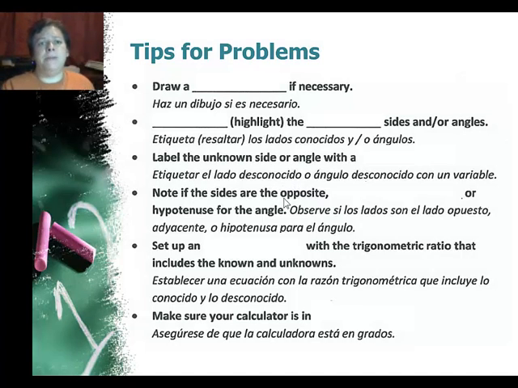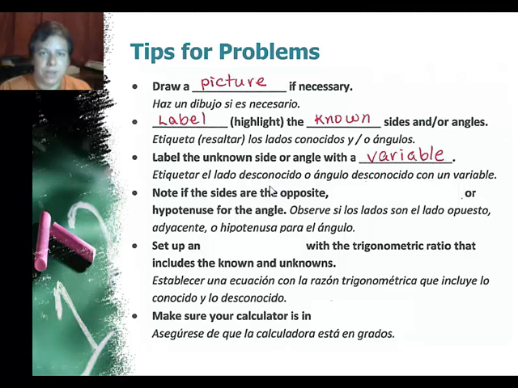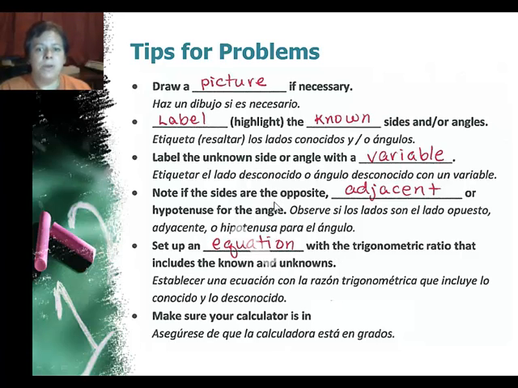So some tips for problems. Again, you're going to use very similar strategies to what we did before. Draw a picture if necessary. It's not unusual to get these without a drawing. And then label the known sides and/or angles. So you may know the sides, you may know the angles, so you might be using inverse trigonometric functions on these problems. Label the unknown side or angle with a variable so we can use it for our equation. Note if sides are the opposite, adjacent, or hypotenuse for the angle that you're dealing with. And then set up an equation with the trigonometric ratio that includes the knowns and the unknowns. And of course, don't forget, set your calculator to degrees.